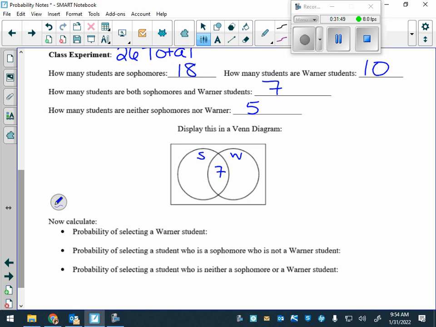Sophomore and Warner House, hold your hands up again. Sophomore and Warner House, so 7. Now, keep your hands up. The rest of the sophomores, hold your hands up. So how many others are just sophomores then? 11, right? Yep. 11 are only sophomores that are not Warner House students.